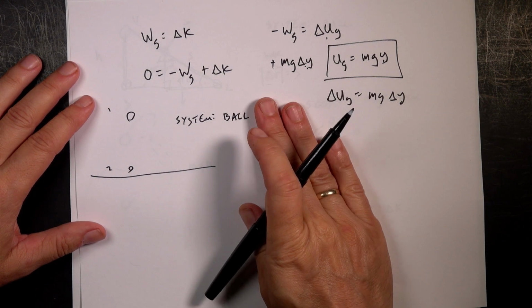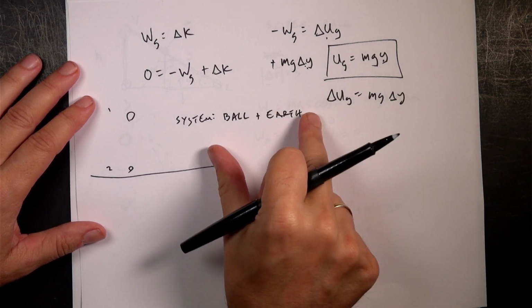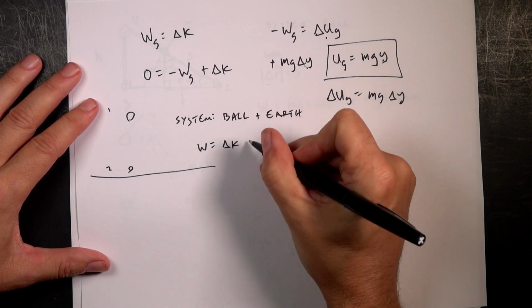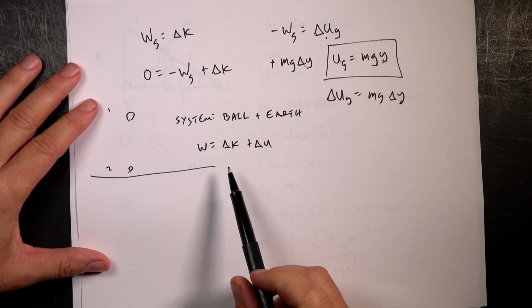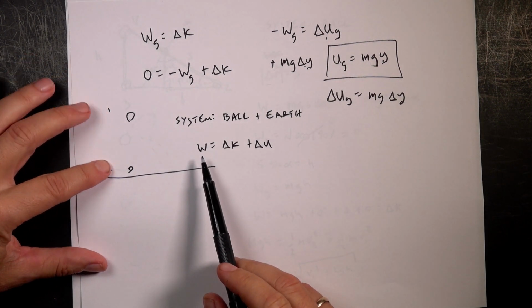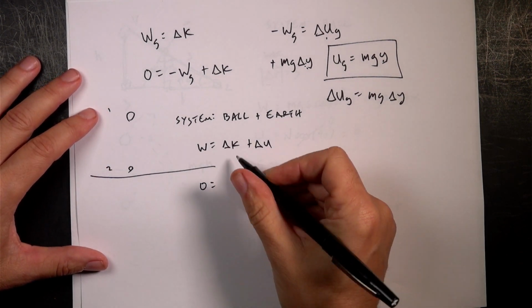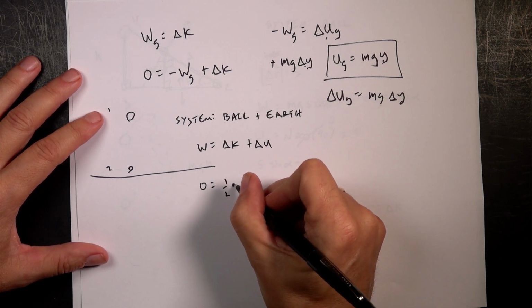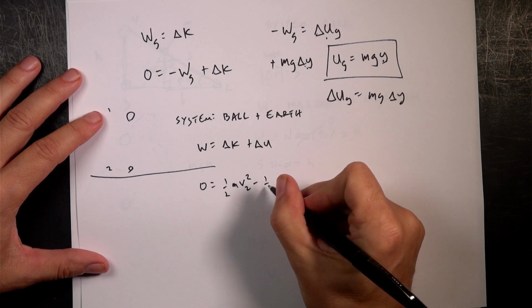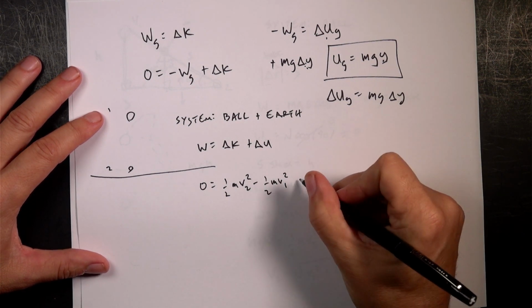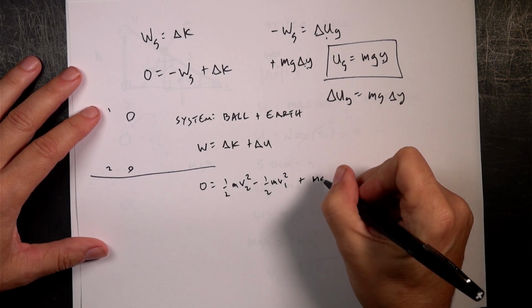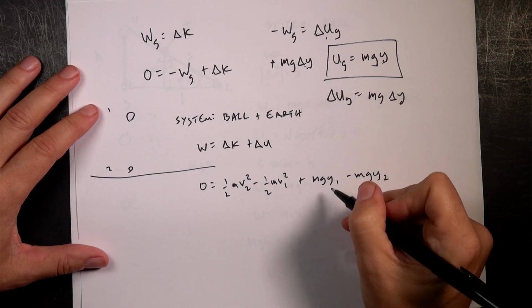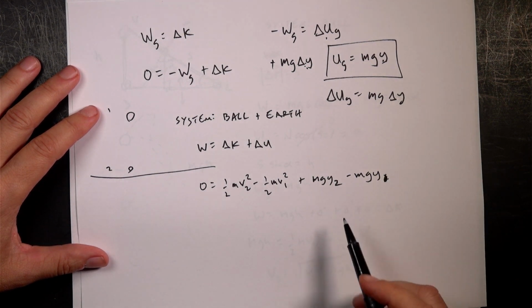So if I have just the ball as my system, work done by gravity. Ball plus Earth, potential energy. So here I'm going to have work is a change in kinetic plus a change in potential. And in this case, there's no work done as the ball falls. So I have 0 equals a change in kinetic, 1/2 mv2 squared minus 1/2 mv1 squared, plus a change in potential, mgy2 minus mgy1. Right, fine. It's the final minus initial.